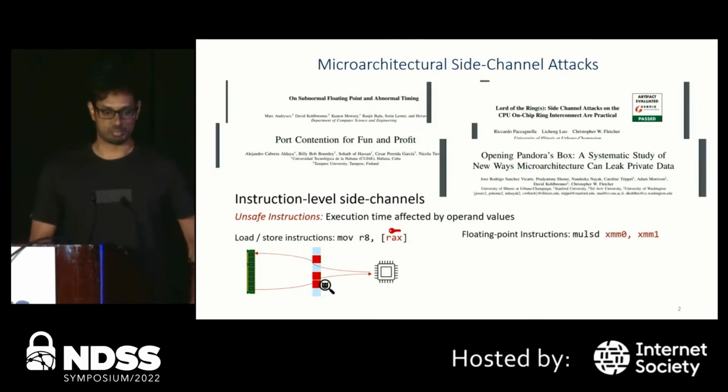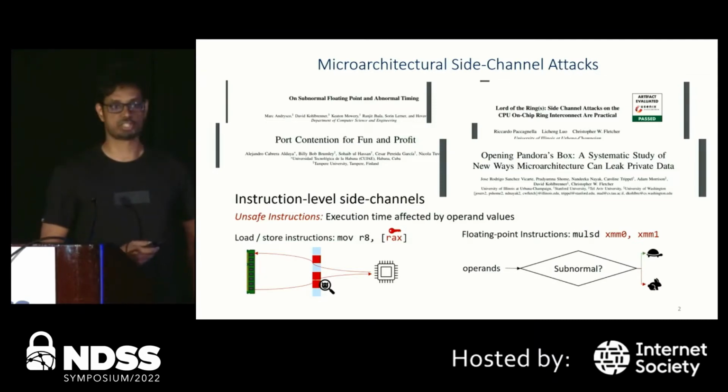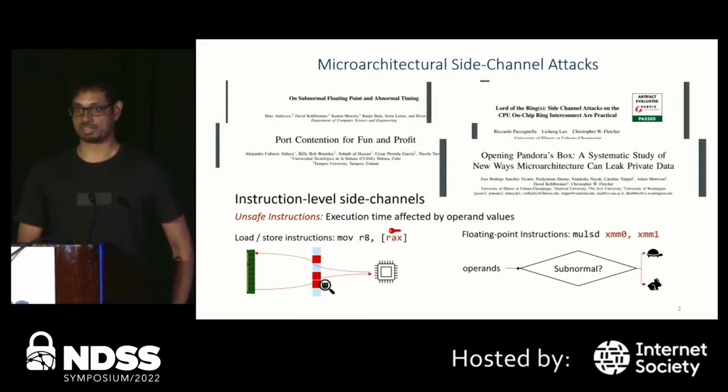Another less common example is variable timing instructions, like, for example, the floating point instruction from x86. Depending on whether the operands of this instruction are in the subnormal range or not, the instruction takes either a fast or a slow path. And if an attacker is able to observe this difference in timings, they could learn something about the secret value.